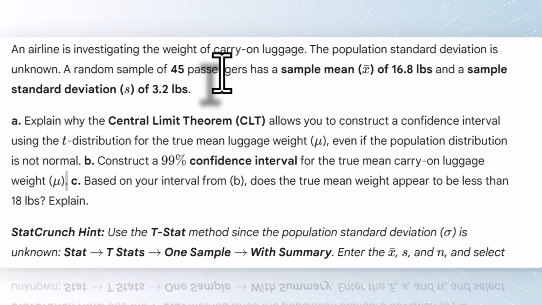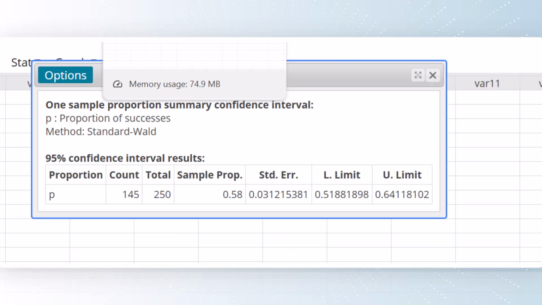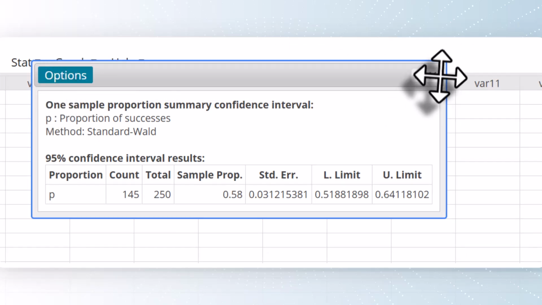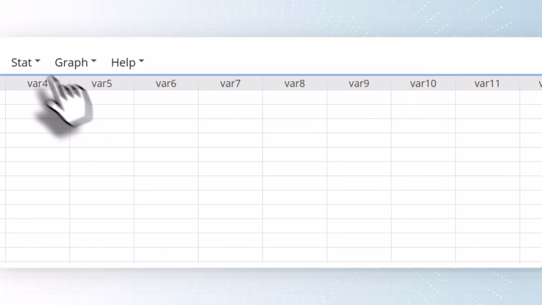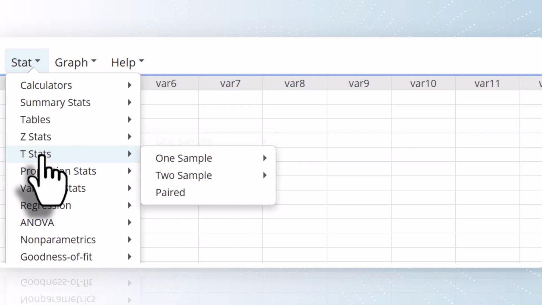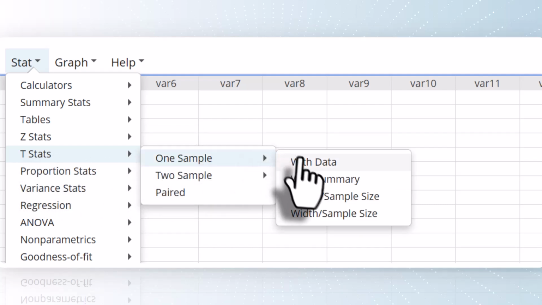It's 45. Construct a 99% confidence interval for the true mean carry-on luggage weight. Let me show you how to construct this. Very straightforward. In StatCrunch, I'm going to close this. We're going to go to Stat, T stat, not Z stat, one sample with summary.